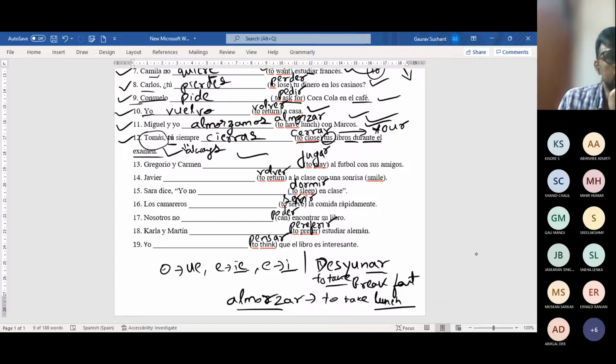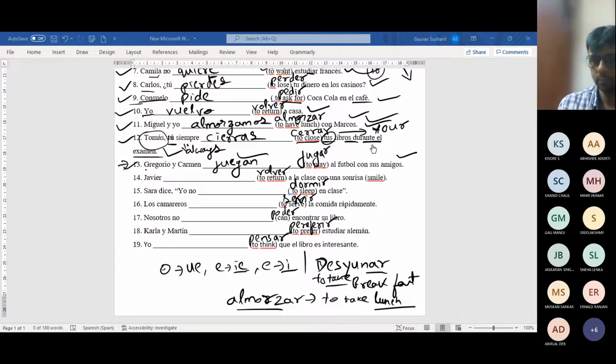Number 13. Ishan Rathod. Yes, sir. So read the whole sentence. Now, why are you doing this in a shortcut? Read the whole sentence. Gregorio y Carmen juegan al fútbol con sus amigos. First of all, the pronunciation is juegan. And also tell me the translation. Sir, Gregorio and Carmen play football with their friends. Very nice. Thank you.